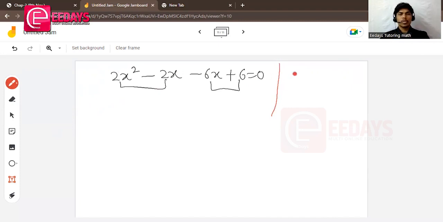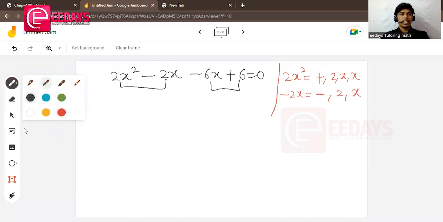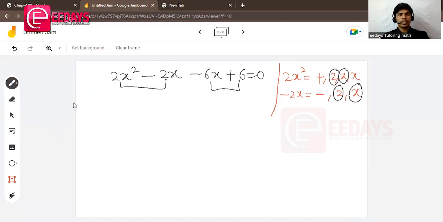2x square. How can you split? 2x square, you can take plus here and 2 here. X is 2 times, x into x, right? And minus 2x. You just write the symbol here, minus 2 here and x here. Now you can take common. Plus and minus both are different, we can't take common. 2 is the common from these two, and x is the common. X is the common. All right.